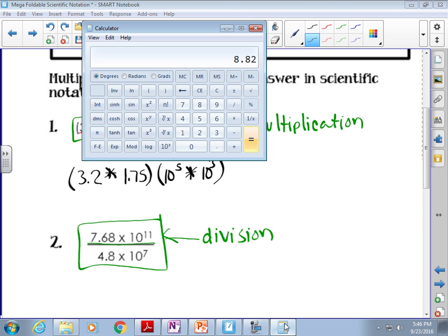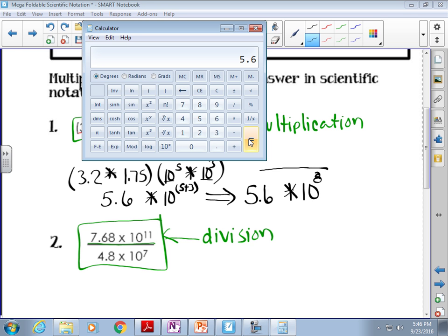Right? So then I need my calculator. 3.2 times 1.75. So I have 5.6 times, because remember, nothing's there, that's multiplication. Then I need to remember my exponent laws. They have the same base, so I can add the exponents. So 10 to the 5 plus 3, which is going to be 10 to the 8th. So my final answer is 5.6 times 10 to the 8th. Nice and easy. Look how quick that was. Is this in scientific notation? Yes, it is, because 5.6 is between 1 and 10.